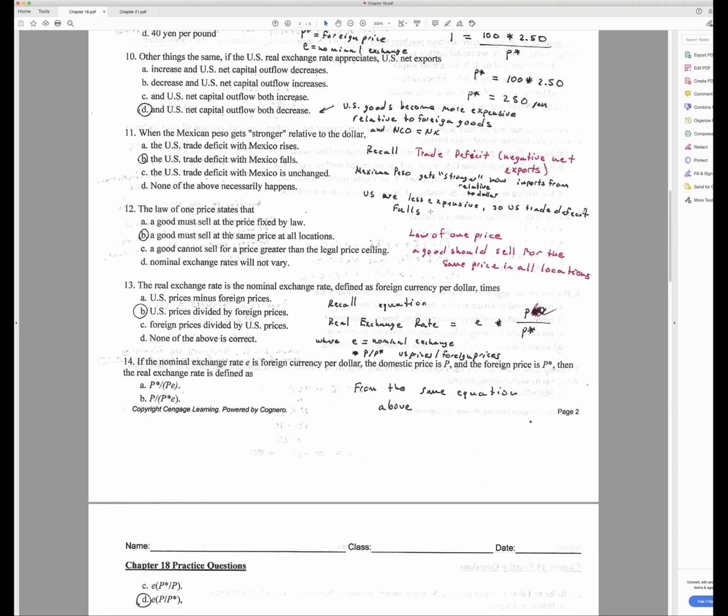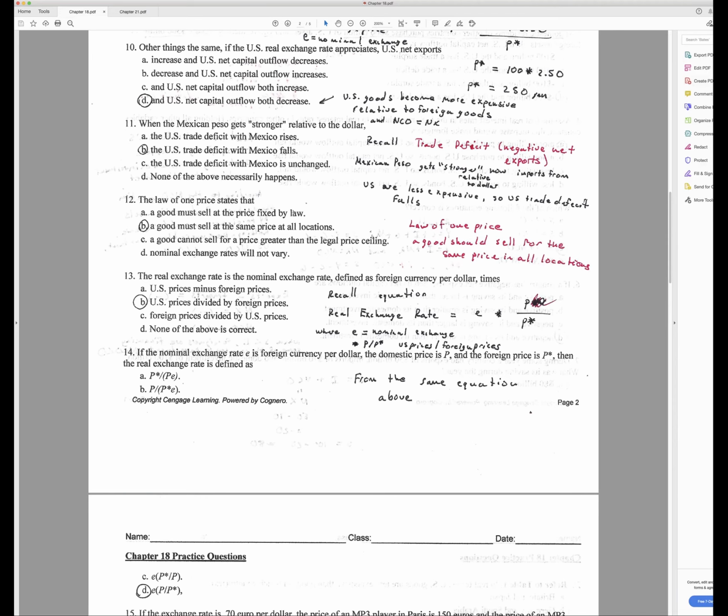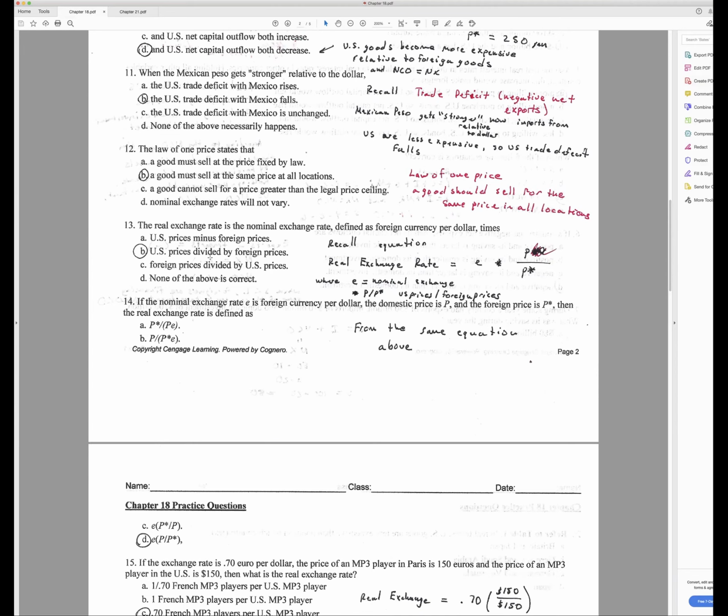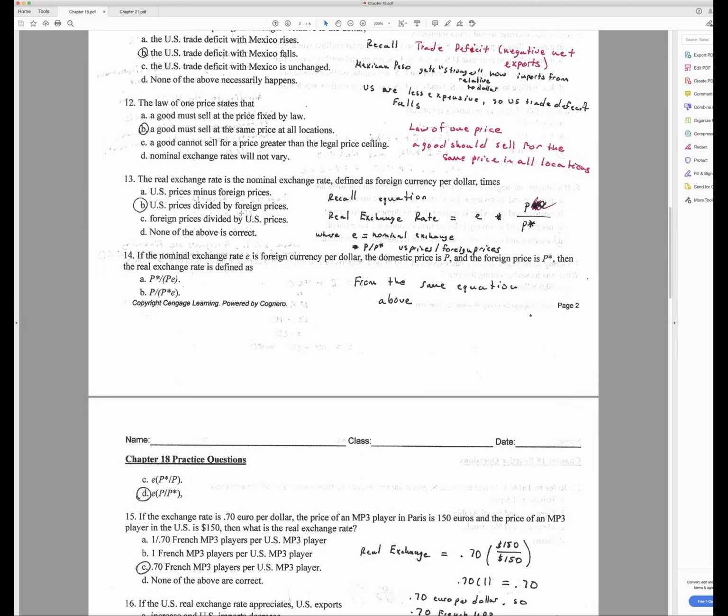So for the exam, I would definitely understand what Alex just said about the change in the exchange rate and how that affects net exports. I won't go too in depth into the rest of these, since a lot of these are just a continuation of what Alex said.